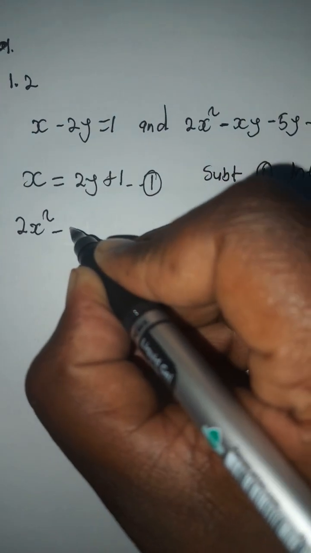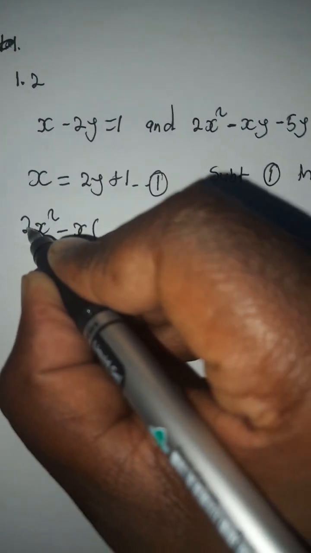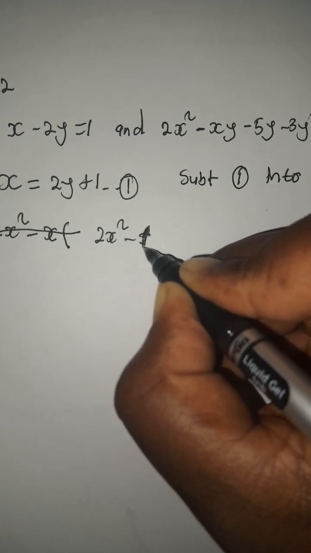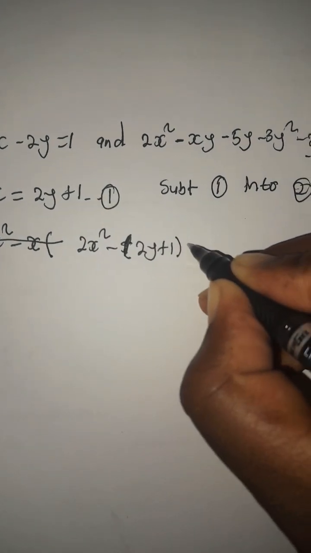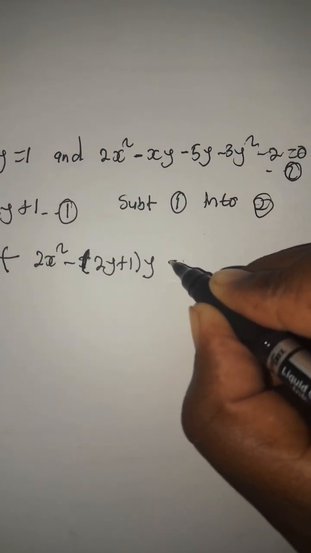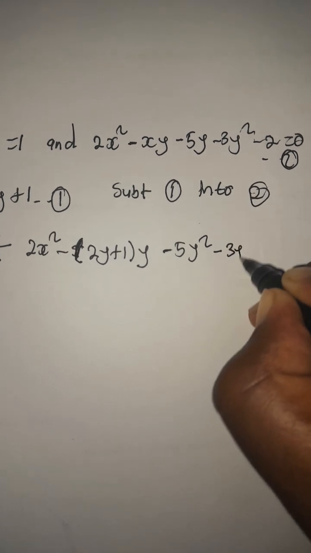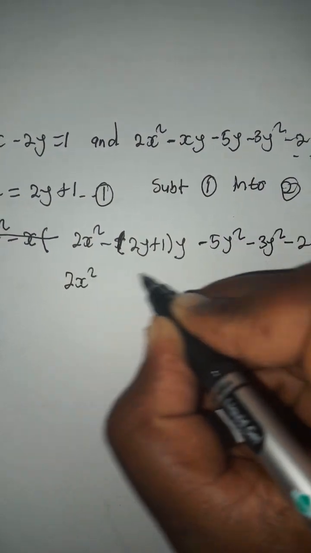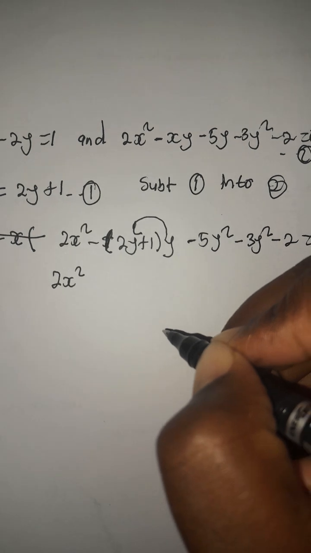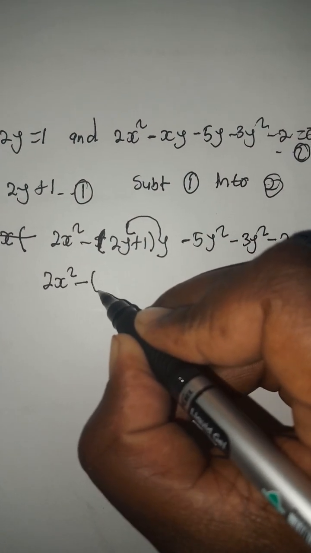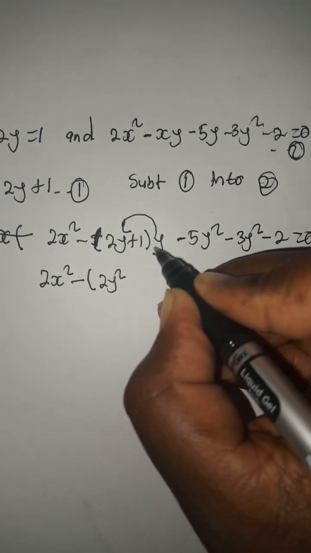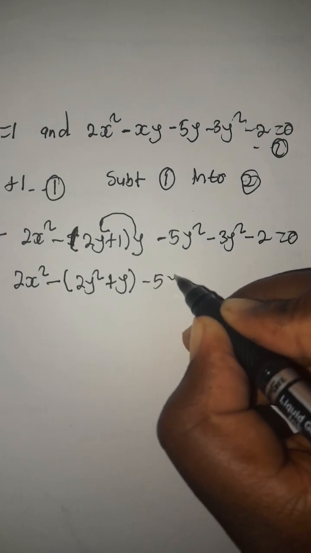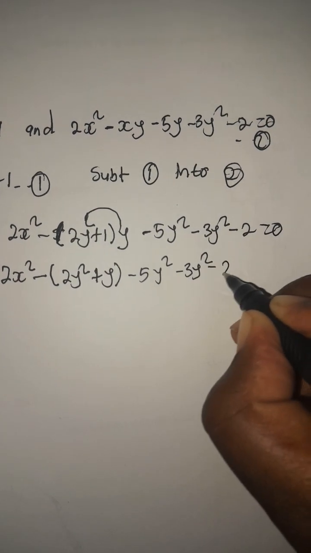So we have 2x squared minus x. Let me not make a mistake there. So it's 2x squared minus x. No, where there is x, we replace by what? By 2y plus 1. And we multiply by y there. Minus 5y squared minus 3y squared minus 2 equated to 0. So let's work out this. We know that this will multiply everything that is inside the bracket. So this will be 2y squared, and y multiplied by 1, that will be plus y. Then we have 5y squared minus 3y squared minus 2 equated to 0.